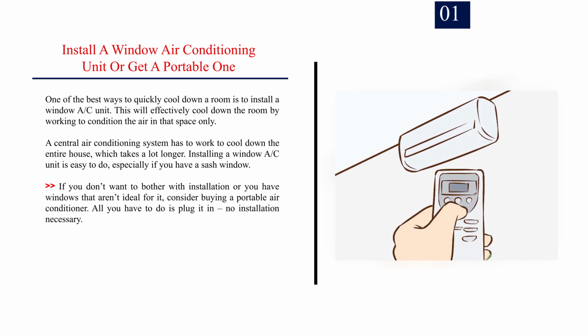Installing a window AC unit is easy to do, especially if you have a sash window. If you don't want to bother with installation or you have windows that aren't ideal for it, consider buying a portable air conditioner. All you have to do is plug it in, no installation necessary.